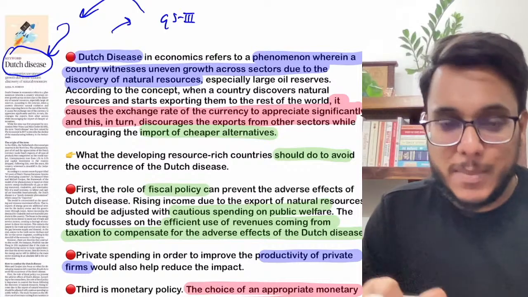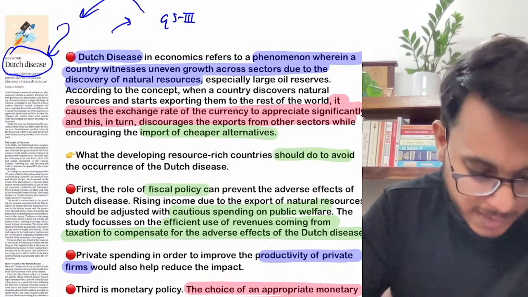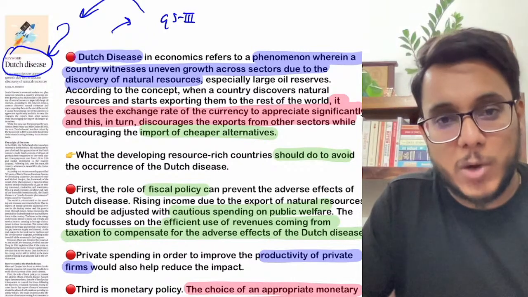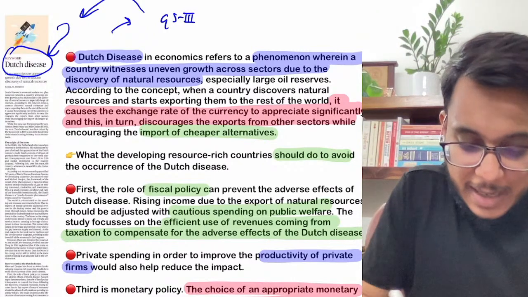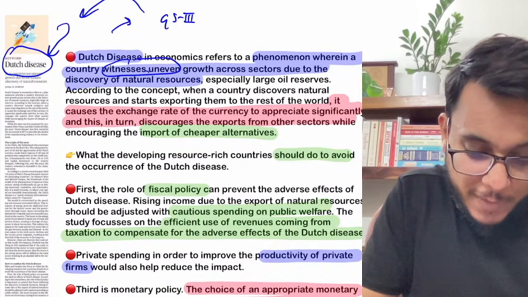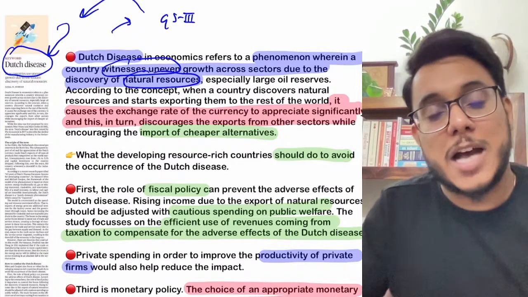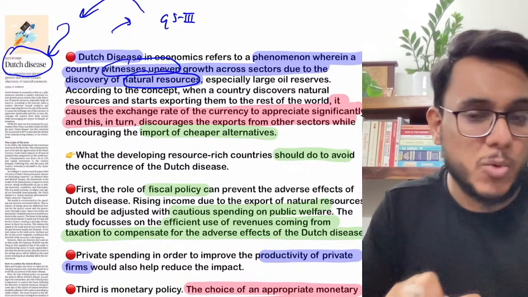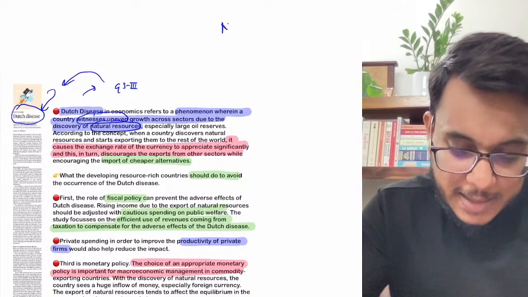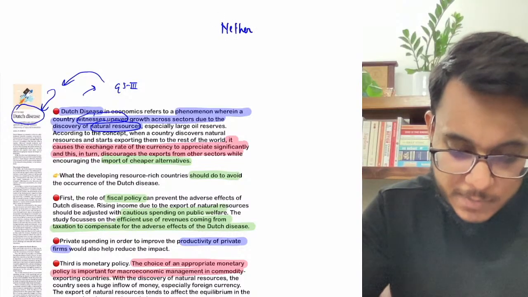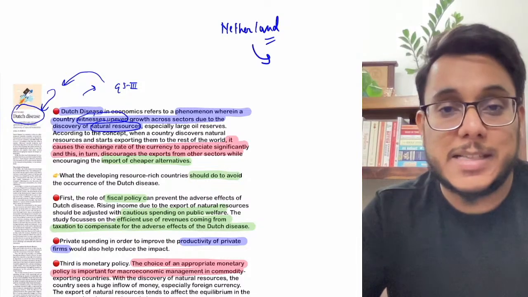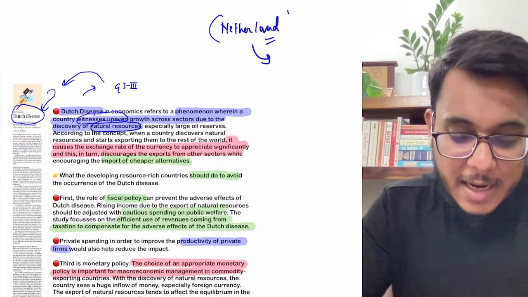So what do we mean by the Dutch disease? So guys, the Dutch disease is an economic phenomenon where a country witnesses uneven growth because a natural resource such as oil has been discovered. Now I'll tell you the entire background of this particular thing. The phenomenon became popular after the discovery of oil in the Netherlands.